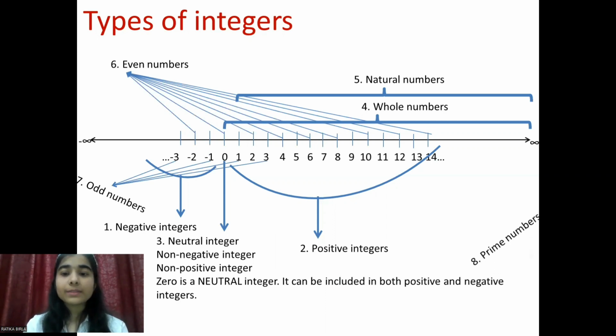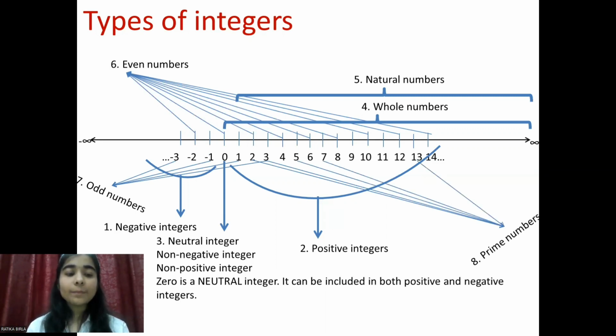Let's move to prime numbers. Prime numbers are those numbers that have factors as itself and 1. So there are some numbers like 2, 3, 7, 5, 11 and 13. These are all prime numbers.